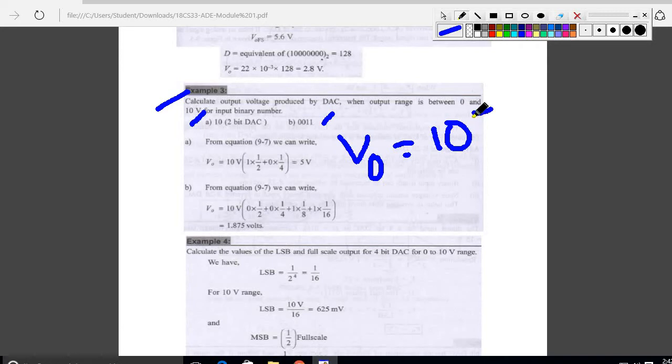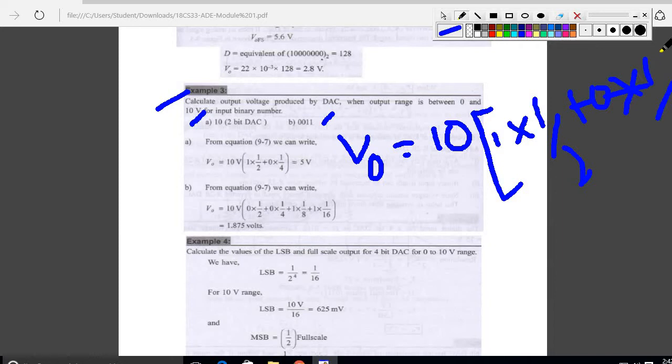And also, what are these bits? 0 1 and 0, no, so that 1 into, it will start from half, plus the next bit is what? 0. This 0 into 1 by 4, the next step. So like that we have to do. This is the 5 volts. So like that, next 0011 is there.